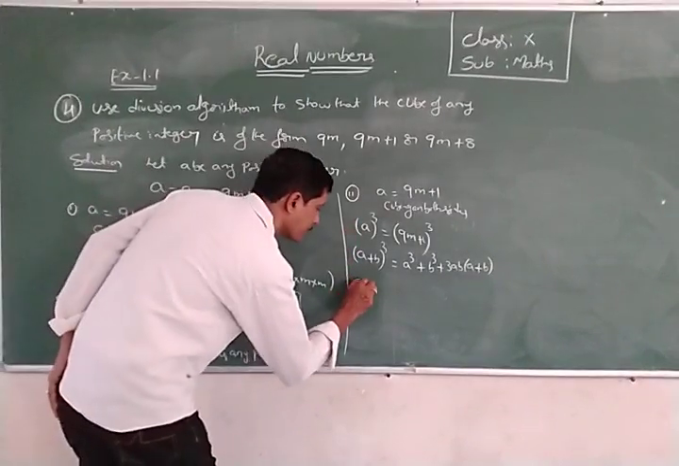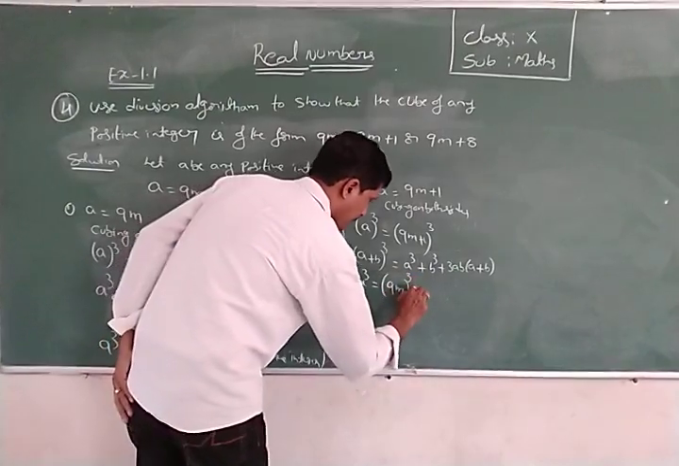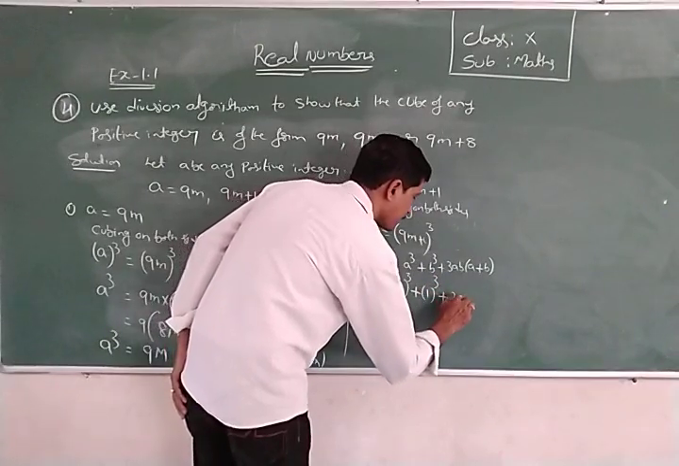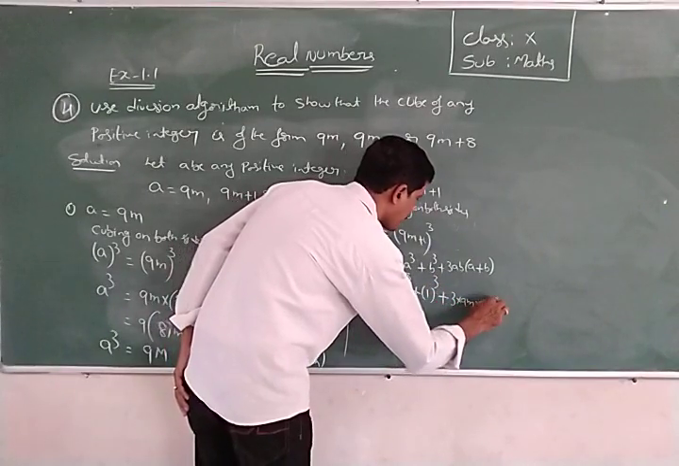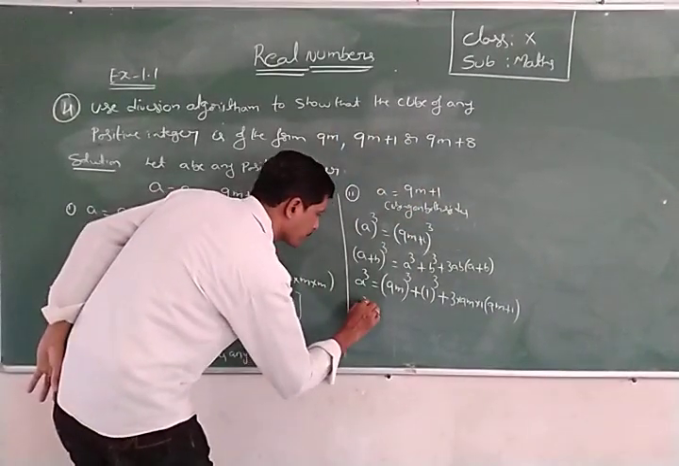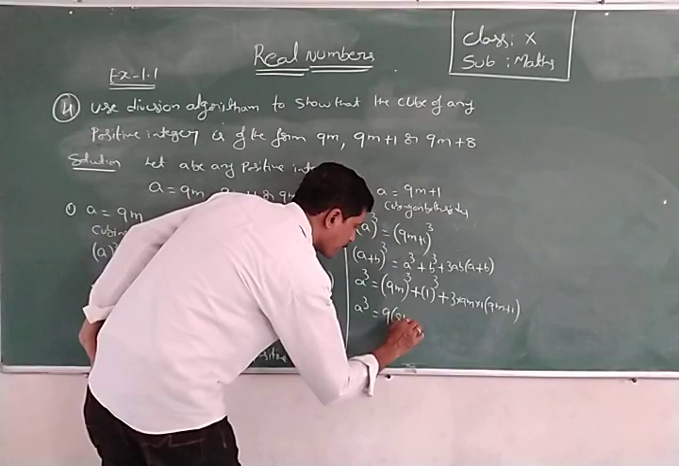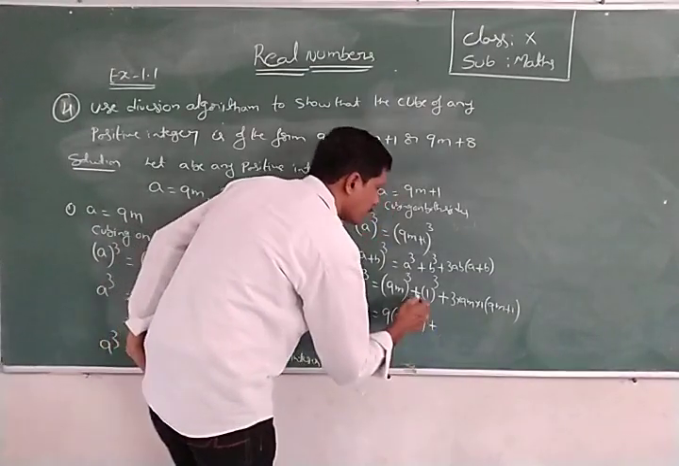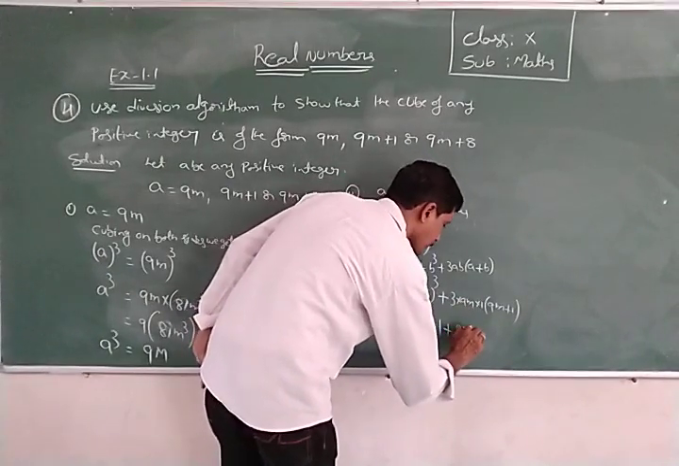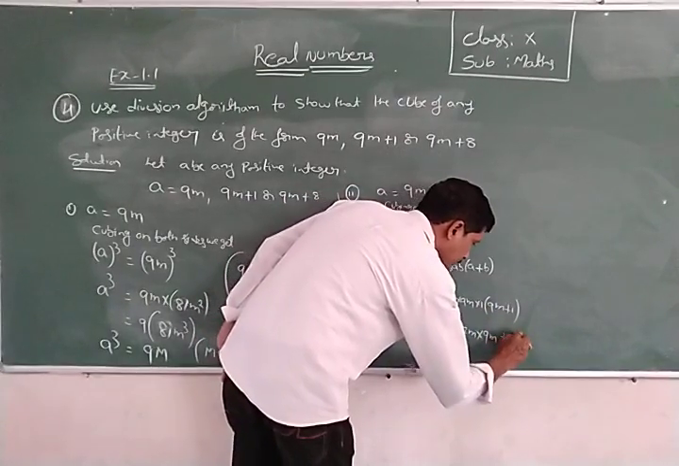Here in place of a, 9m is there: (9m) cube plus b cube, where b is 1 cube, plus 3ab, that is 3 into 9m into 1 into (9m plus 1). Here (9m) cube, as in the first method, is 9 into 81 m cube, plus 1 cube, plus 9 into 3, that is 27m, into (9m plus 1), giving 9m plus 27m.